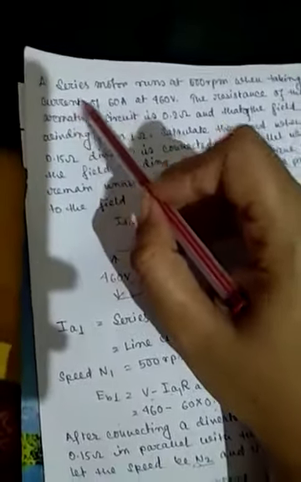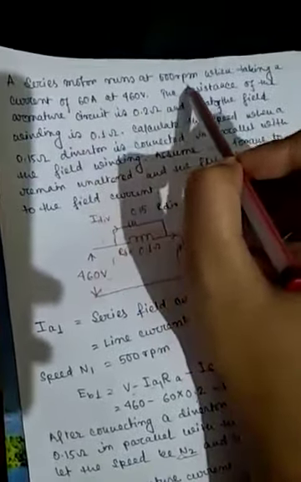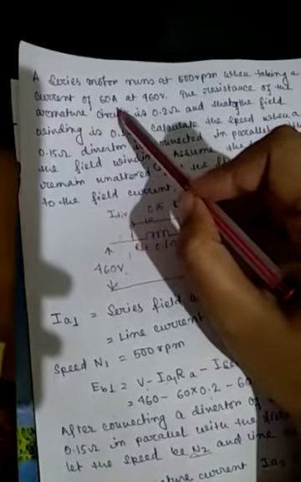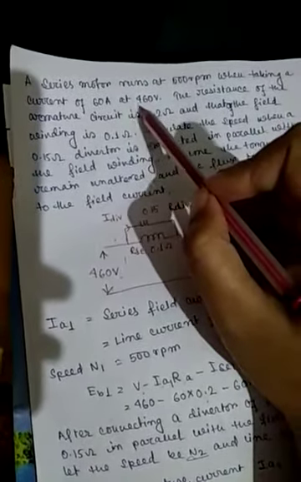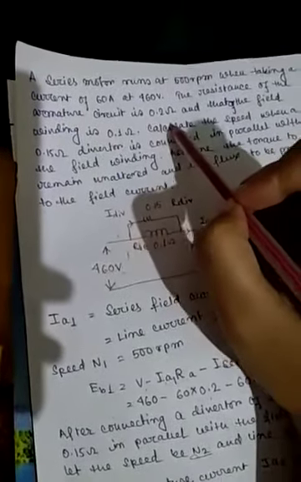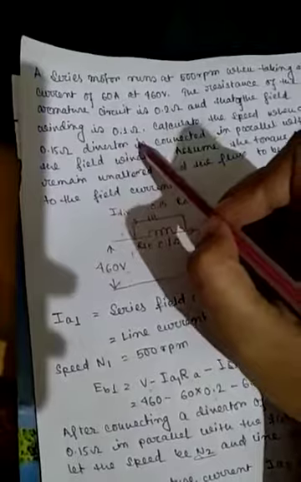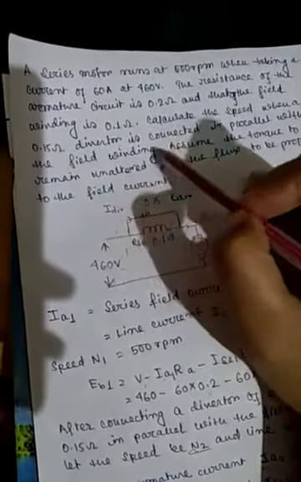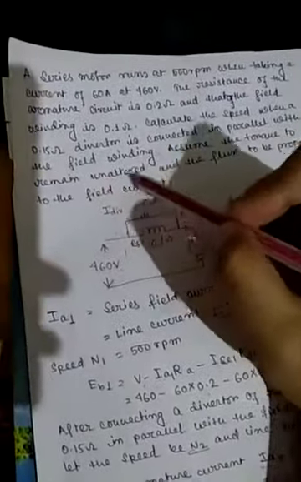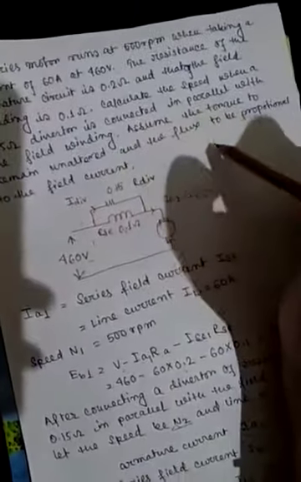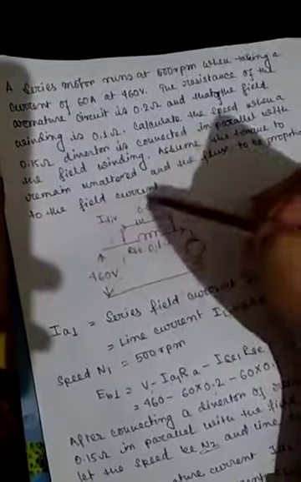The problem is: a series motor runs at 500 rpm when taking a current of 60 ampere and at 460 volt. The resistance of the armature circuit is 0.2 ohm and that of the field winding is 0.1 ohm. Calculate the speed when a 0.15 ohm diverter is connected in parallel with the field winding. Assume the torque remains unaltered and the flux to be proportional to the field current.